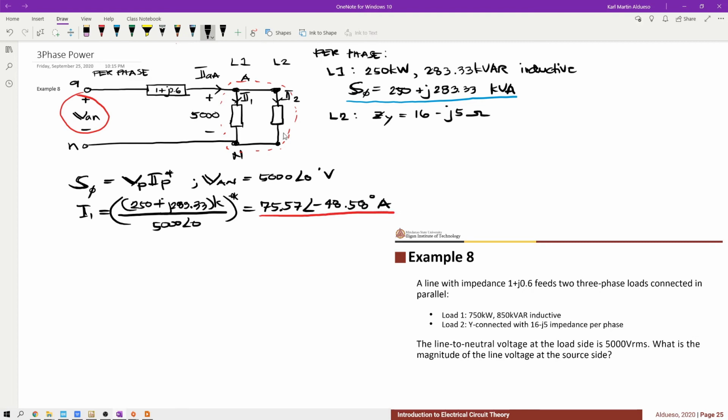Now for I2, we are given the ZY per phase, and then we have the voltage. Solving for I2, we have 5000 angle 0 over 16 minus j5, which is 198.27 angle of 17.35 degrees. We have now our I2.